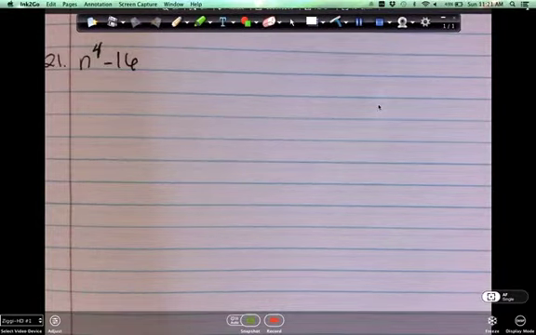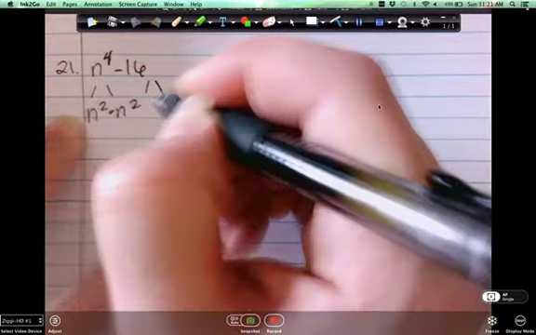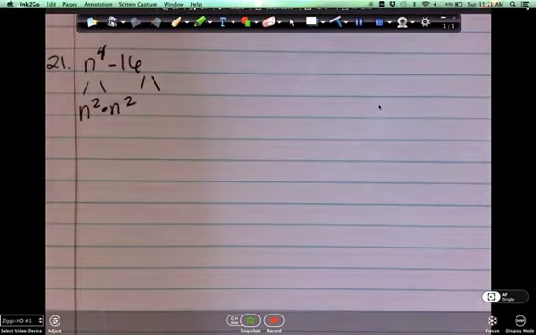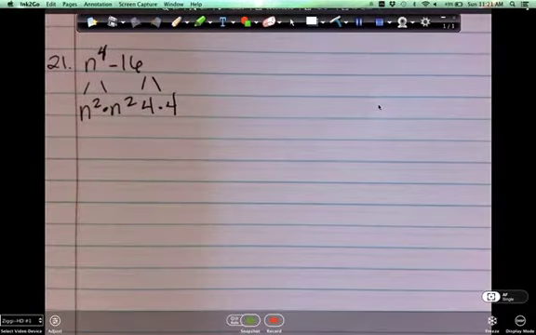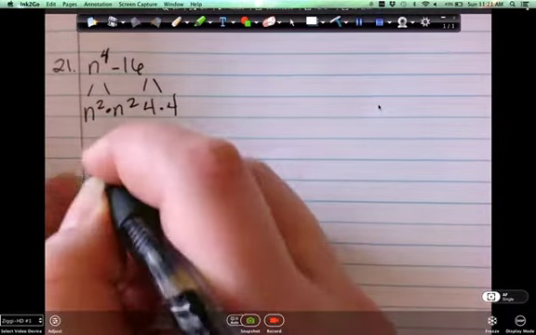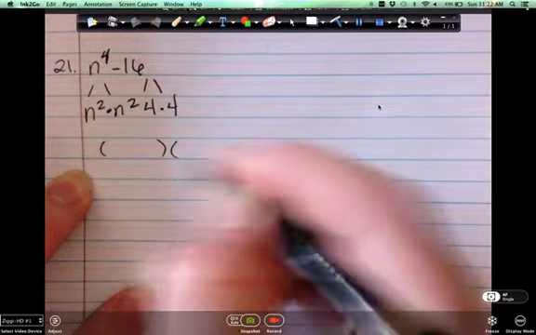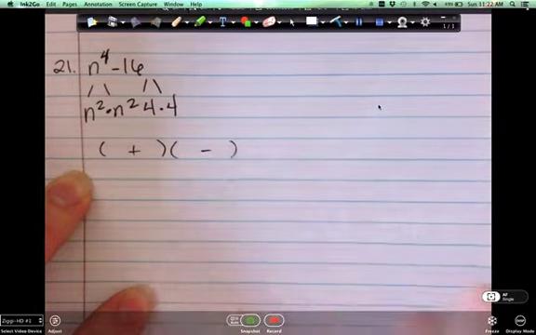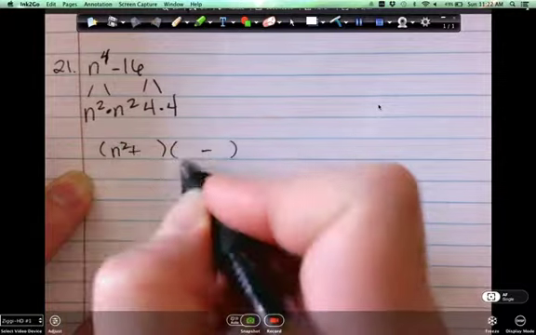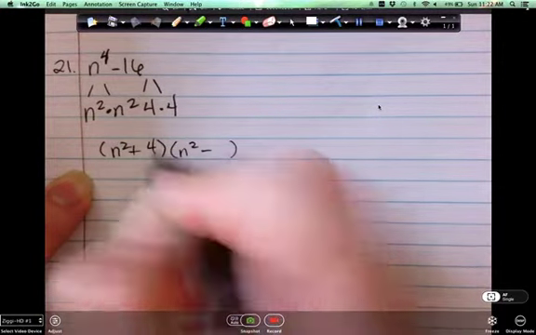All right, for number 21, n to the fourth minus 16. N to the fourth is the perfect square of n squared times n squared. And 16, according to my perfect square sheet over here, is the perfect square of 4 times 4. So I'm going to do what I did in my last one, number 18, and set up my two sets of parentheses and go ahead and put my plus and my minus sign. Now I'm going to bring down my n squareds and my 4s.